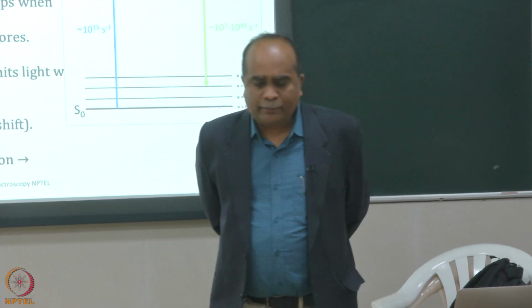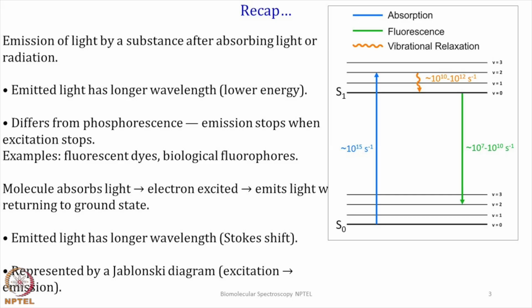So, to recap what we had discussed, we discussed emission of light by a substance after absorbing radiation, that we call fluorescence. The emitted light has a longer wavelength or lower energy, right, because it is going from S0 to S1 to any vibration state, but while it is coming back, it comes from S1 V0 to the ground state. So, it has a lower energy, higher wavelength, right.